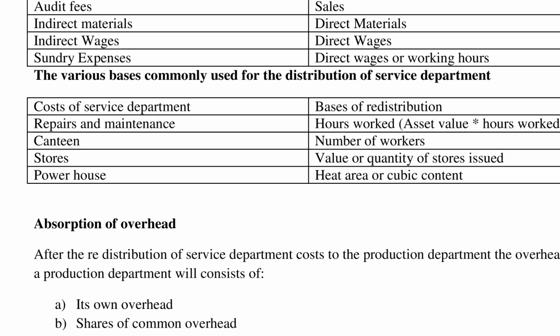We can use the hours that have been worked in the maintenance department. Could be machinery hours, if you're using machines, or labor hours, if the work involves much labor. The canteen, these are service departments. I've already said you use the number of workers as a basis of apportionment. For the stores, you can use the value of the stores issued, and that is what happens.